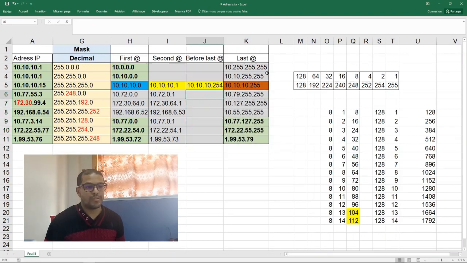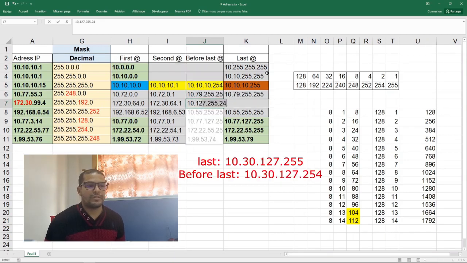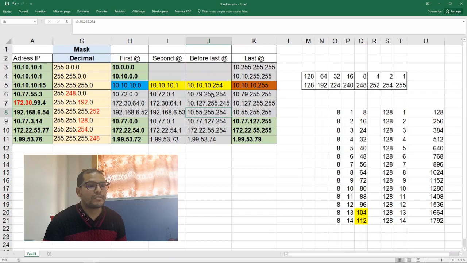Okay, let's subtract from this one. Here we have 10.79.255.254. Here we have 10.27.255. What was the IP address? So it's also 254. Let me make some room here. Okay, I guess Excel did the calculation for me. I hope it didn't make any mistake. Let me check. Yeah, this last one is 78.